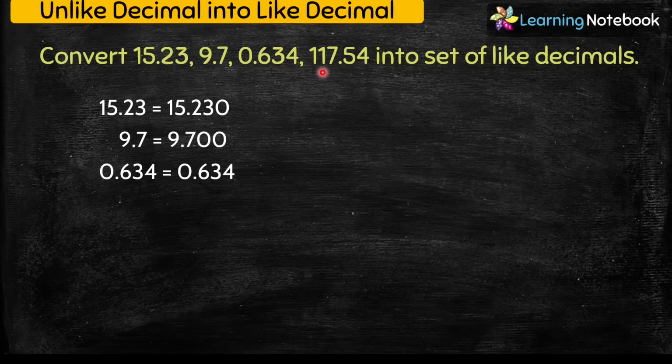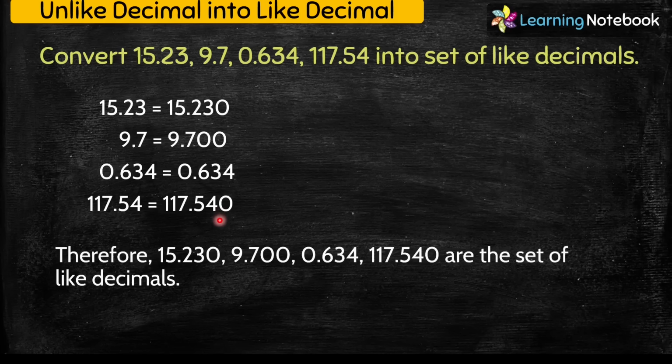And the last decimal number is 117.54. It has 2 decimal places. So let's put 1 zero. So it becomes 117.540. So students, we have converted each of these decimal numbers into like decimals.